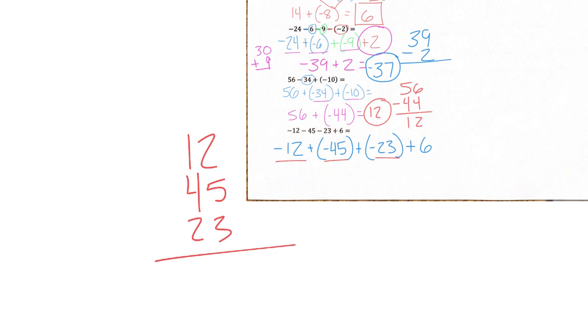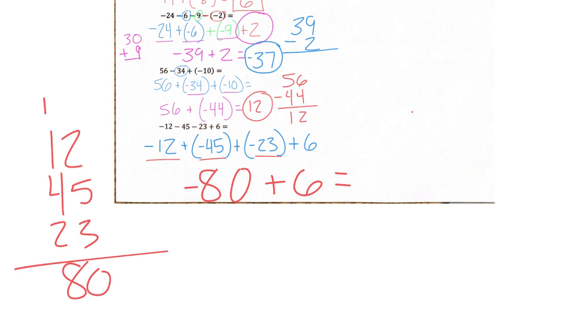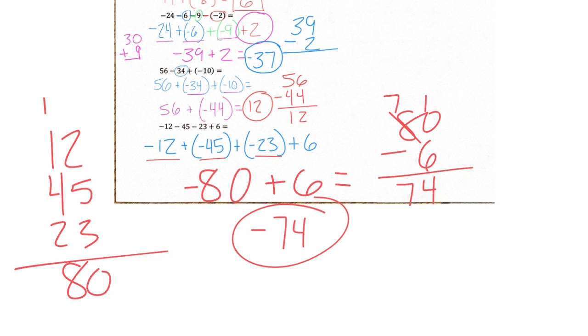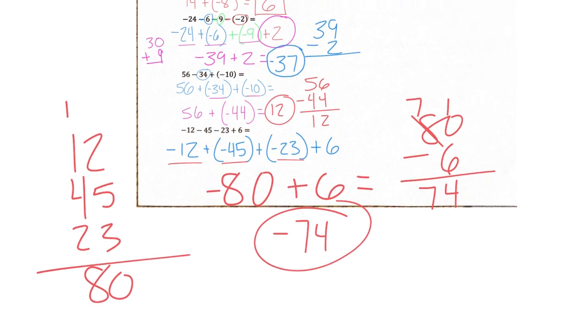12, 45, and 23. 2 plus 5 plus 3 is 10. 1 plus 1, 2. 4, 6, 8. So we see 80, but that should be negative. Then I see the plus 6. That's not my final answer, right? So I need to make sure I go and now do what my addition rules are, is different signs subtract. So 80 minus 6. What do you guys get? 74. Is this a positive or a negative 74? Negative 74. Nice job.